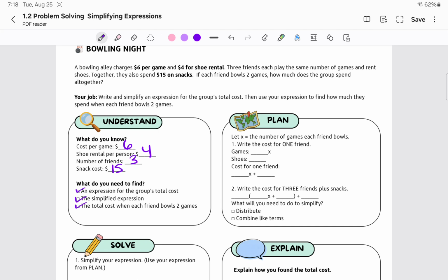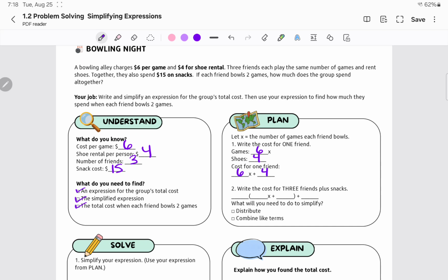Let x equal the number of games each friend bowls. We're going to write the cost for one friend. So we're looking for the cost here. If it's $6 per game and x is the number of games, the cost for games is going to be 6x. So we're just filling in 6 there. And then the shoes is going to be $4. You're only renting the shoes one time. So for one friend, it's going to be 6x plus 4.